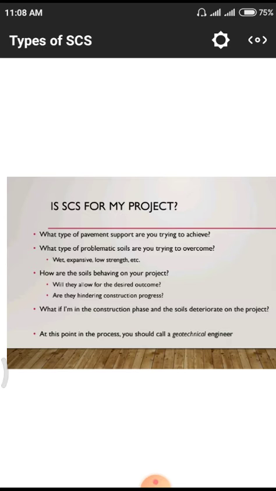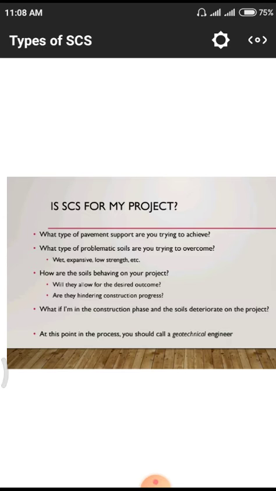Are they hindering the construction process? That means, is there any construction default or material default? They will assess the mistakes, and further they need to improve in the further projects. It is a major theme.